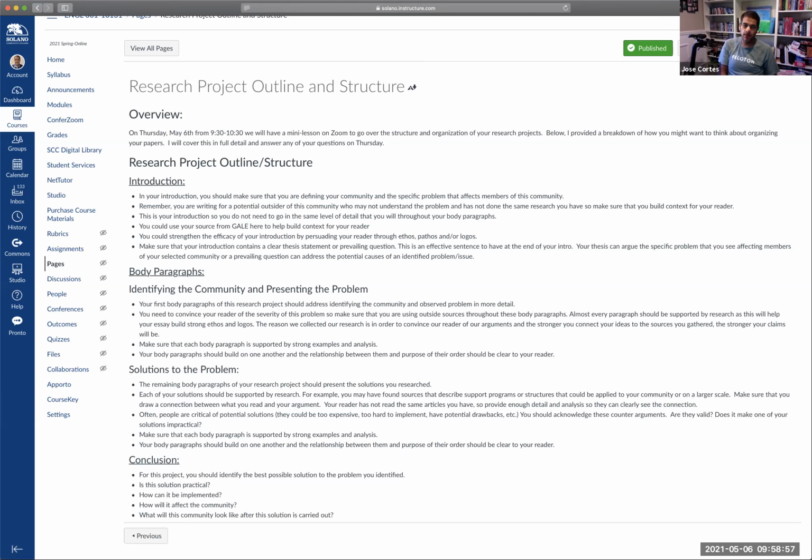One of the blips that I put here: through LR10, you became familiar with a database called Gale, and this would be a great place. Gale is a really great database that you can look up in the library list of databases, where you can plug in a specific issue. Once you do a search for that issue, Gale gives a very general overview of it, kind of brings you up to speed with what's happening. You can look for a source from Gale to help give your introduction context.